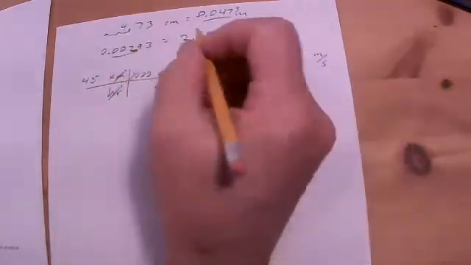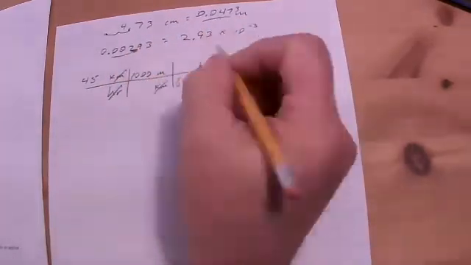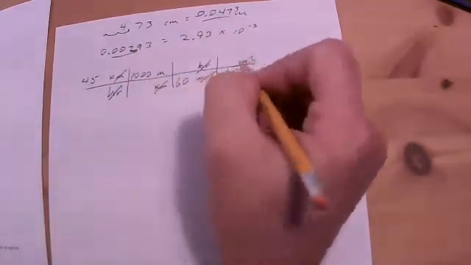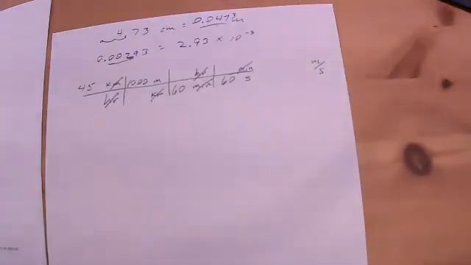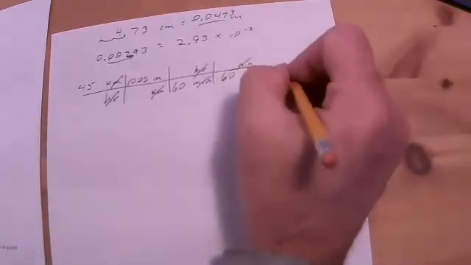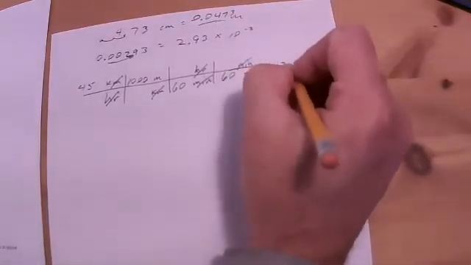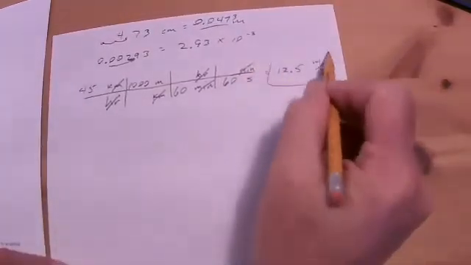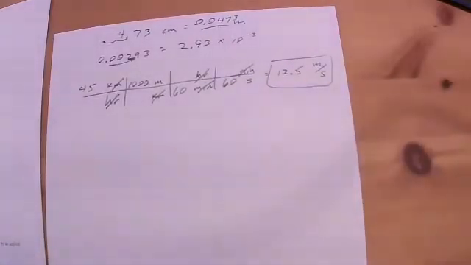There's 1,000 meters in a kilometer, 60 minutes in an hour, 60 seconds in a minute. And then I operate my calculator, and if you do that successfully, you'll get an answer of 12.5. 12.5. And so that is the conversion.